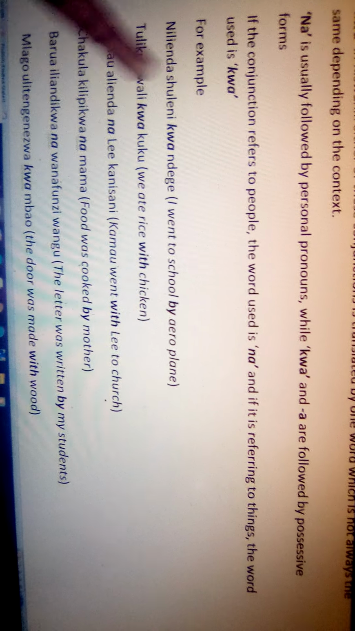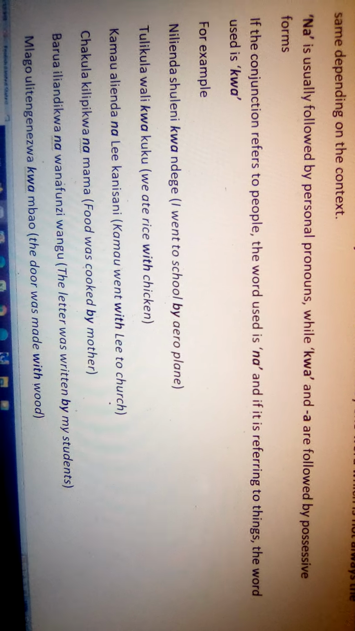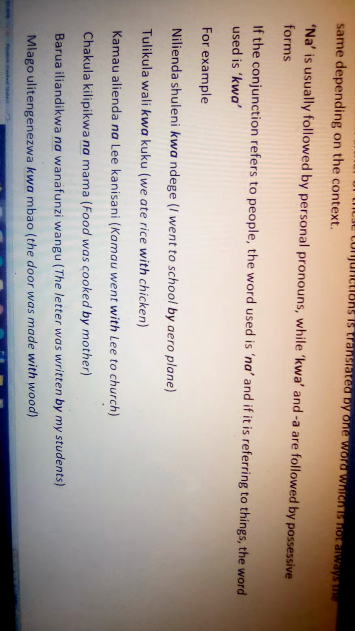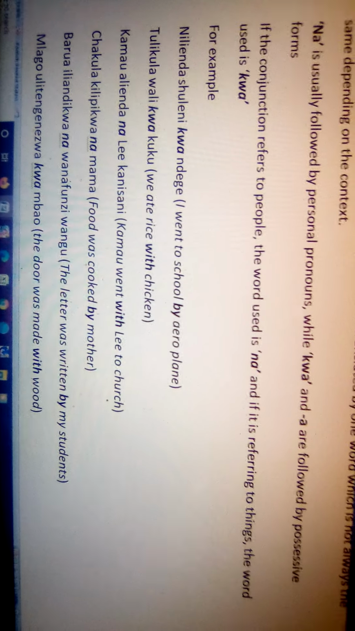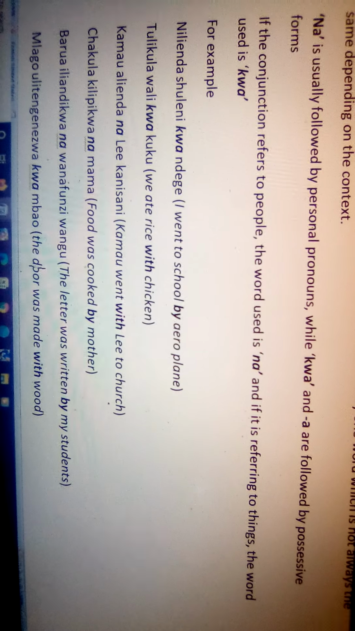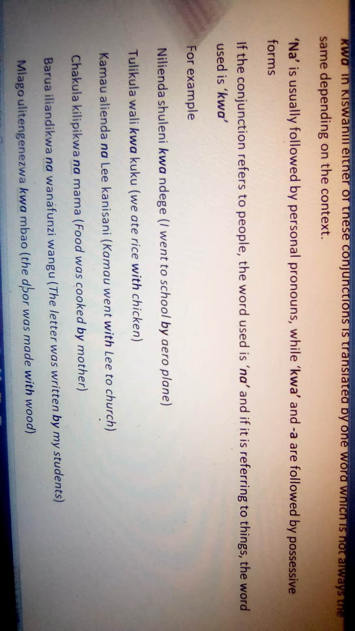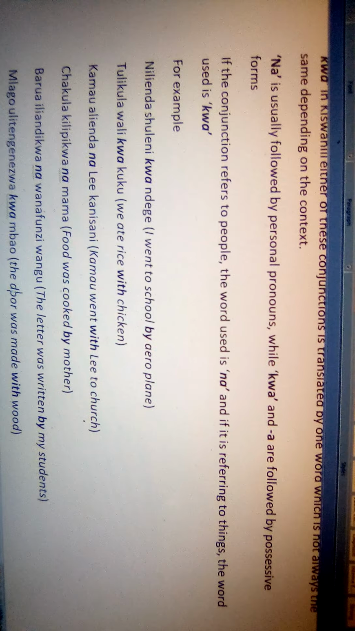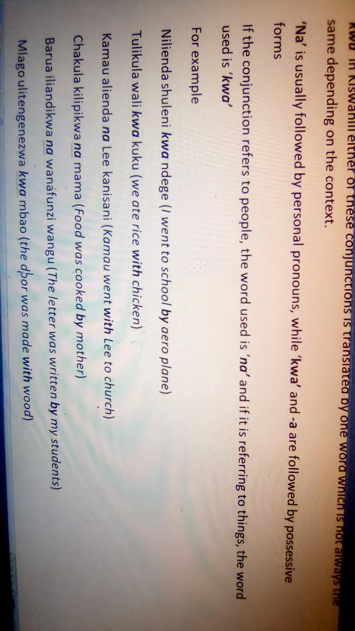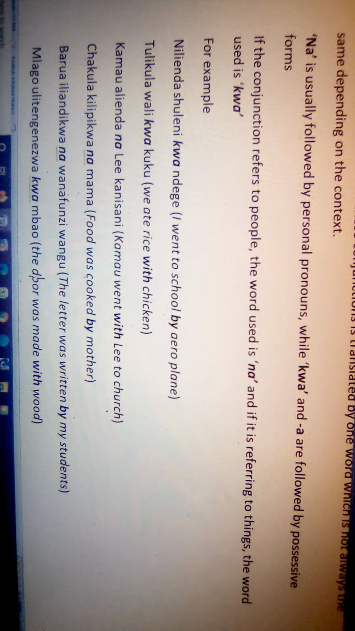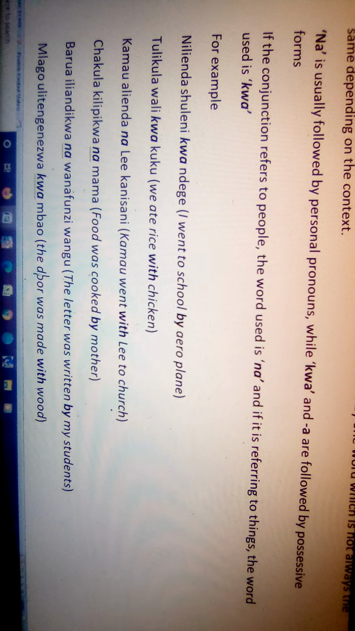We do not say nilienda shule na ndege. It means the two of you were going to school. The ndege was going here and you were also this side, so you were like moving together. Ndege was moving towards school and you were also moving. So we do not use na here, we use kwa ndege, because you are inside the aeroplane, or you are inside, maybe kwa gari, you are in the car. So if you are in the car, we say nilienda shule kwa gari, in the car.